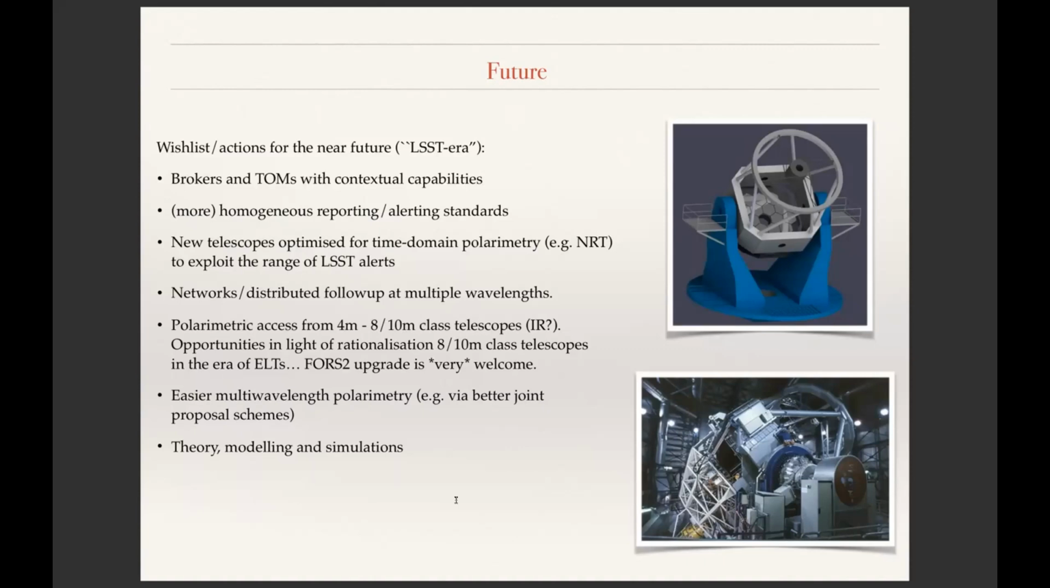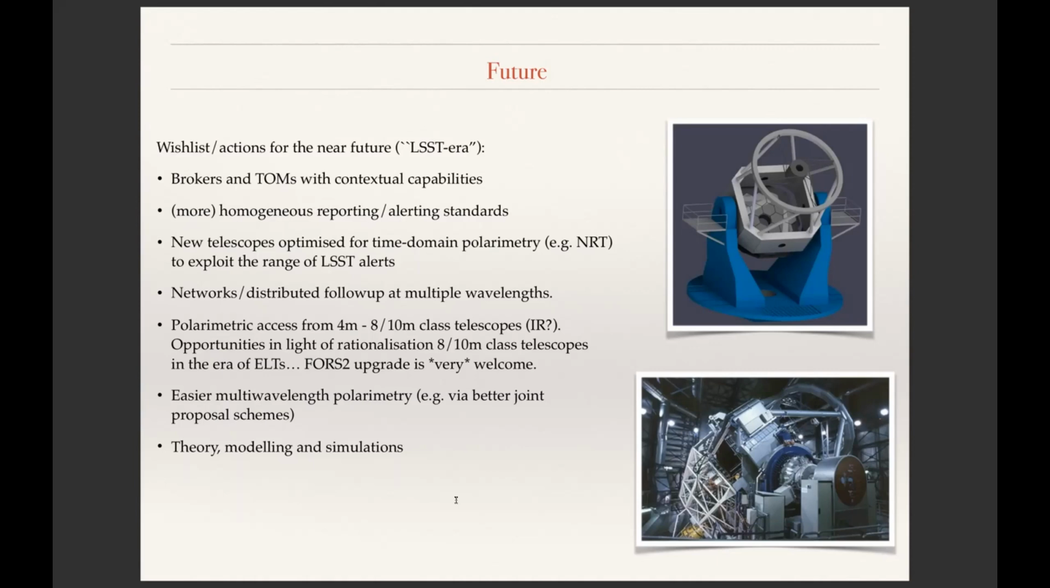ATELs and GCNs are not really fit for purpose anymore, in my view. We would also need new telescopes optimized for time domain studies, particularly polarimetry. Now, fortunately, NRT is one of those, the new robotic telescope. This is a 4-meter robotic telescope to be built on the island of La Palma. It's a follow-up of LT, and that's particularly built for time domain exploitation of LSST triggered alerts. And polarimetry will be a significant chunk of its activities, and transient polarimetry will be one of the public surveys it will do, most likely.